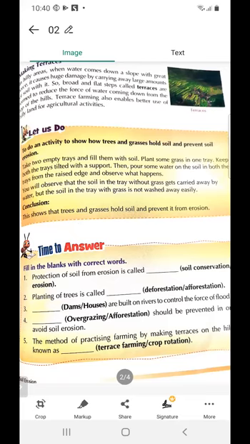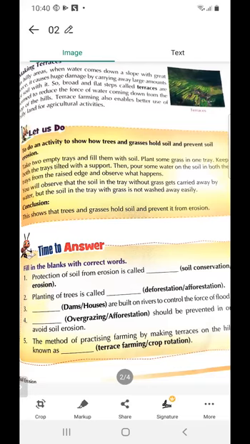So we are taking 2 empty trays and filling them with soil. In the first tray, we are planting some grass. In the second tray, we are not planting anything. Then we will add some water into both trays. So what is the conclusion?